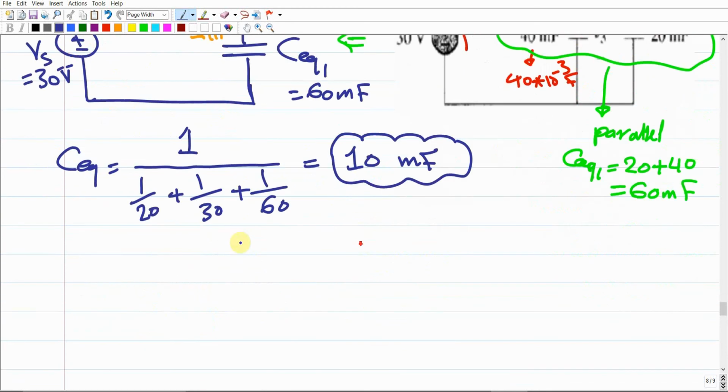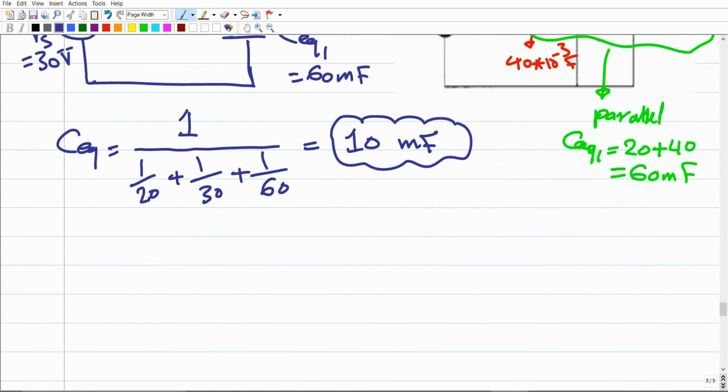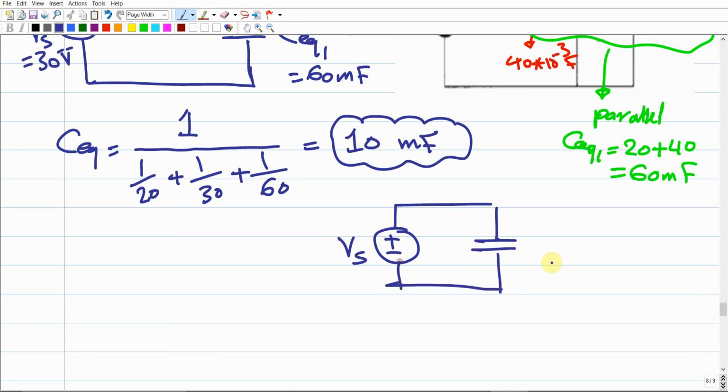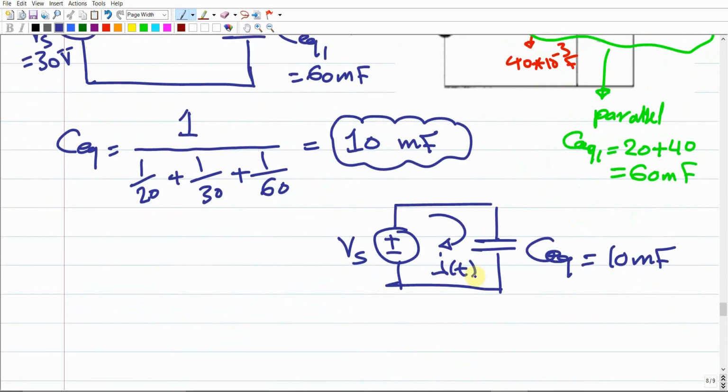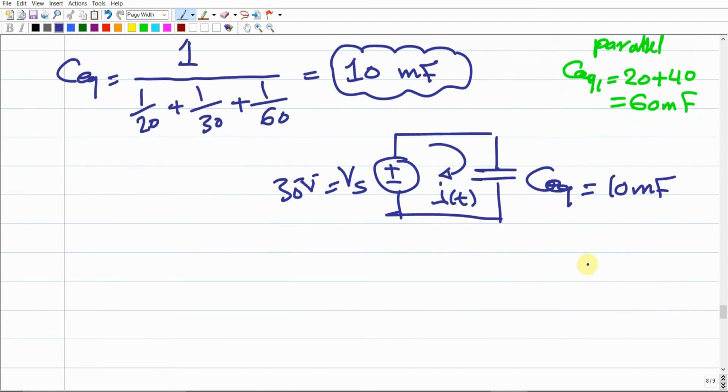So by this, we have simplified the electrical circuit into just one source, Vs, and one capacitance, which is the C equivalent that we already got as 10 microfarad. And there is one current, I of t, already roaming within this electrical circuit. Make sense? So simply we have the voltage already given here as 30 volts, and we have the C equivalent, which is 10 microfarad.